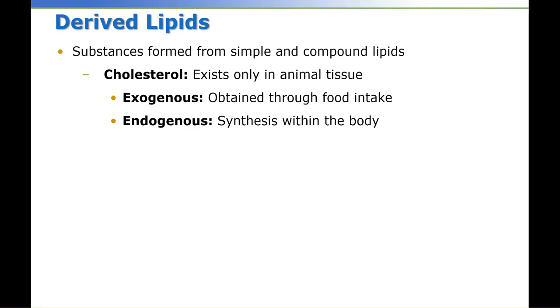Even if you attempt to eat a cholesterol-free diet, endogenous cholesterol, or cholesterol created by the body, still varies between 0.5 and 2 grams daily. The body forms more cholesterol with a high saturated fatty acid diet, because saturated fat facilitates liver cholesterol synthesis.